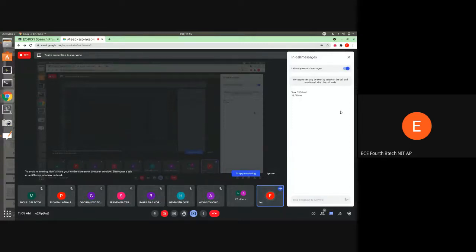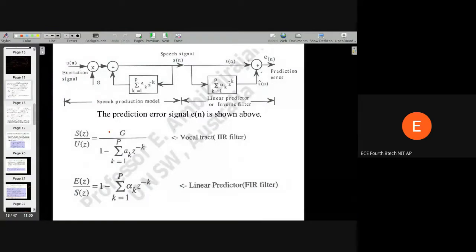Yes, so let's start, resume, sorry. So we have found, through the Levinson-Durbin algorithm, the coefficients alpha k in linear prediction analysis, for linear prediction analysis of speech, of a speech frame.